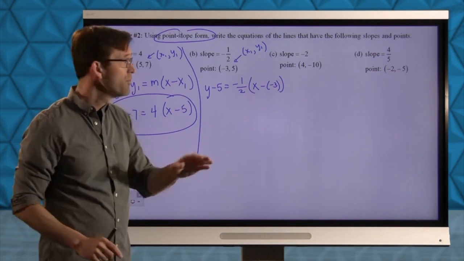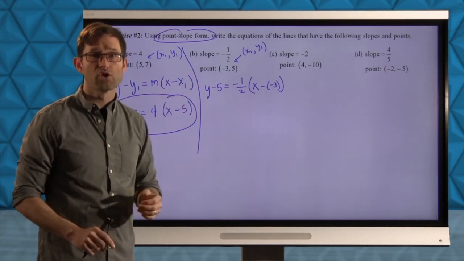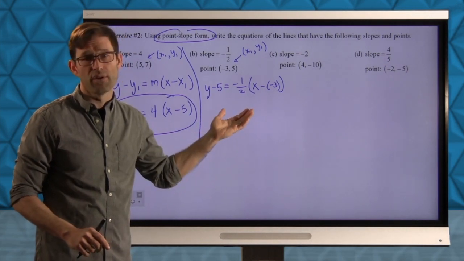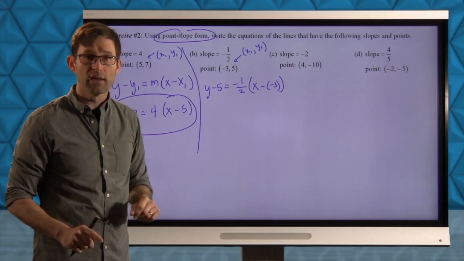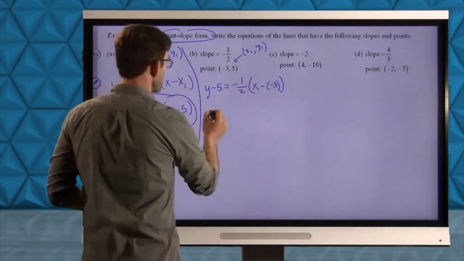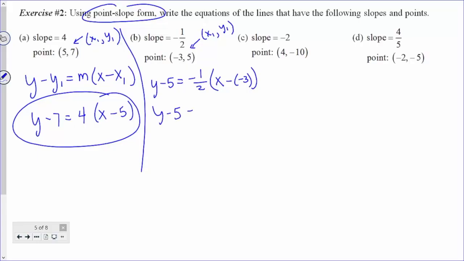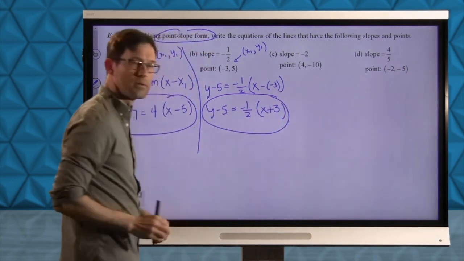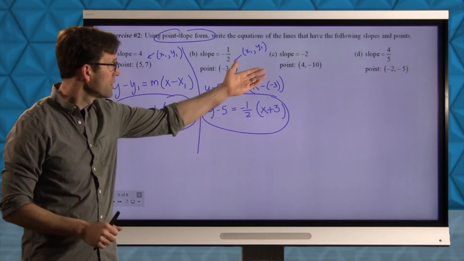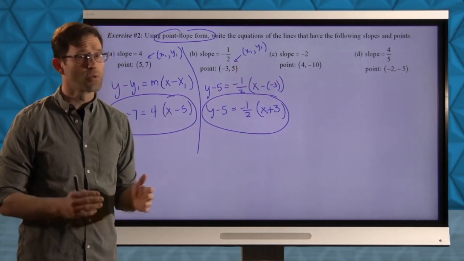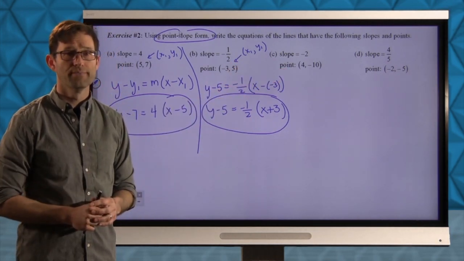I will say though, if this was a multiple choice question on a test, they would never leave the equation of the line like that. They would take that double negative and they'd make it into a positive. In other words, this would be how they would write their final answer. Okay? So what I'd like you to do is try C and D. This is a real plug and chug kind of procedure.